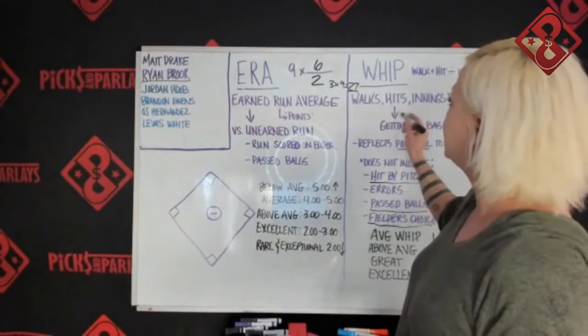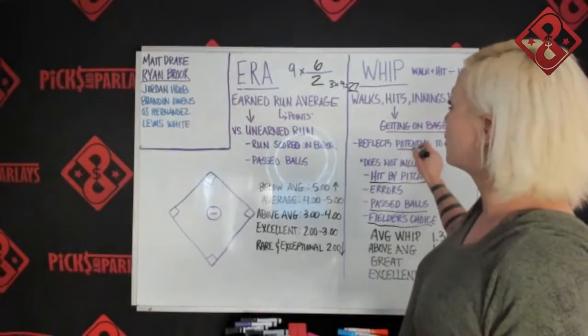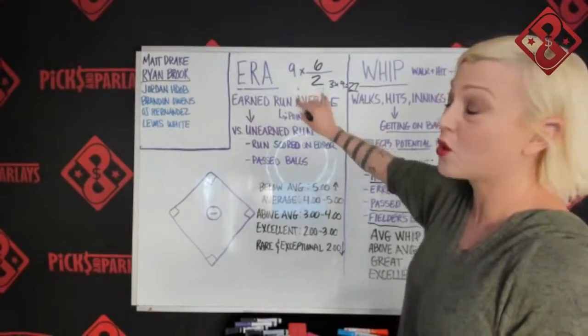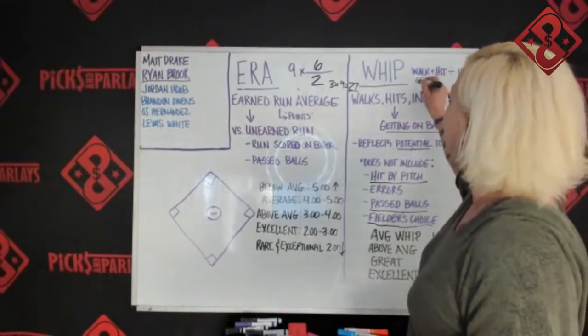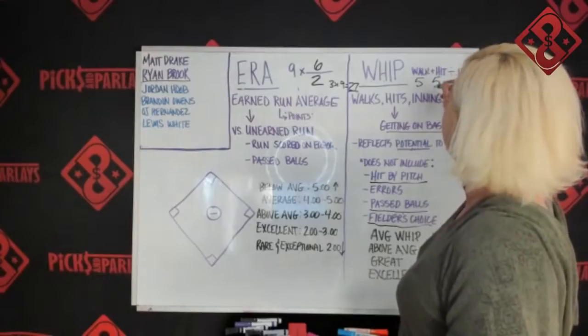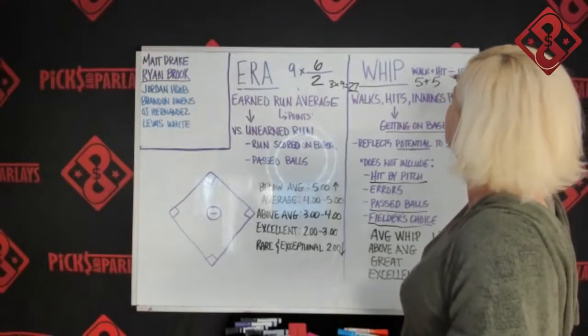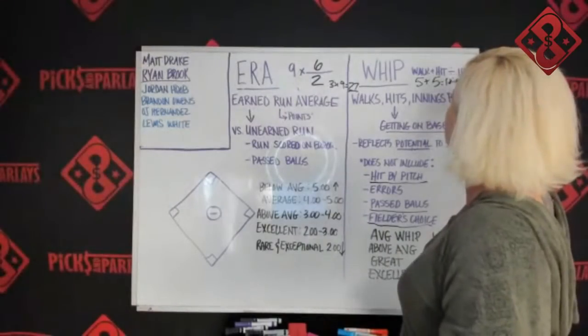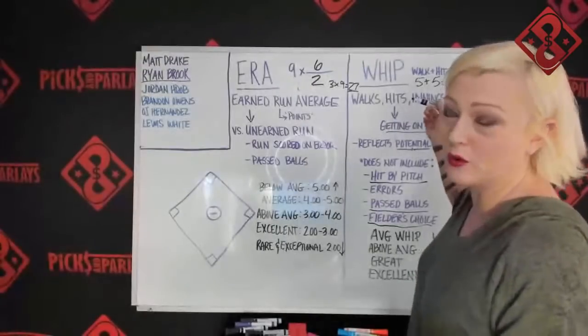The WHIP is reflecting: are you getting on base? It's the potential to score runs. ERA is runs that are scored. This is the potential to score runs. So if you have 5 walks and 5 hits and you pitched 5 innings, 5 plus 5 is 10 divided by 5 would equal 2. Your WHIP would be 2.